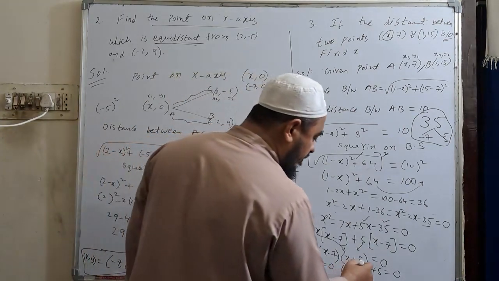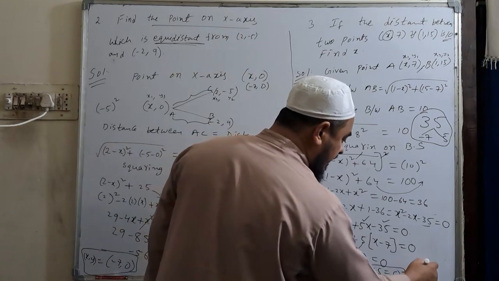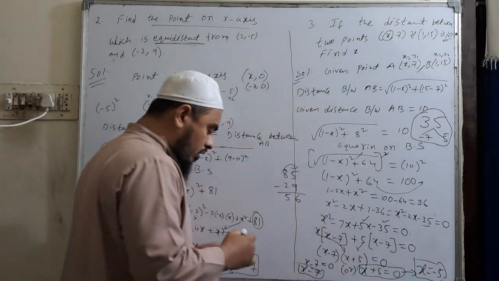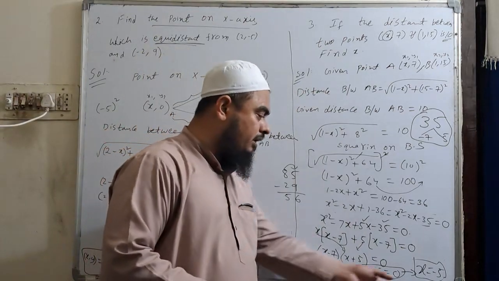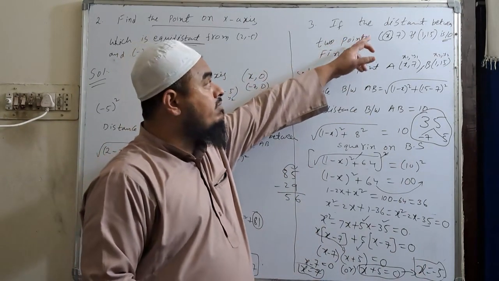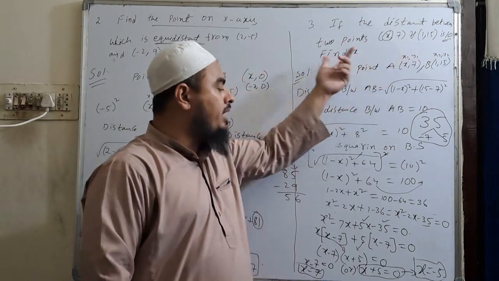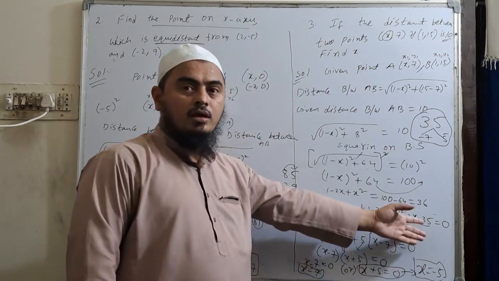And here if you take this plus 5 on the right hand side, we get it as minus 5. Okay. So we got the two values for x. One is x equal to plus 7, the other is x equal to minus 5. That is what they have asked: if the distance between the 2 points (x, 7) and (1, 15) is 10, find x. So here we got the values. It can be minus 5 or it can be plus 7.